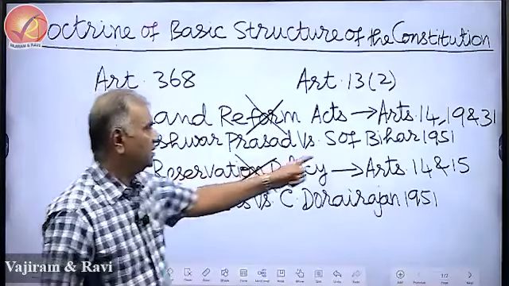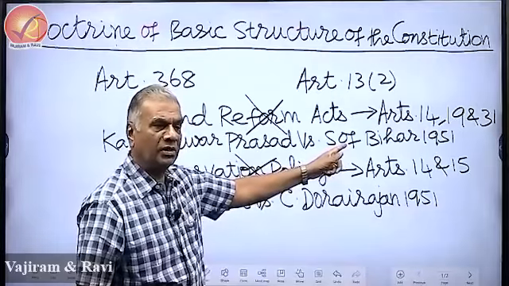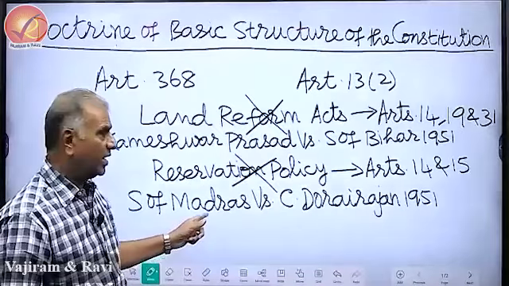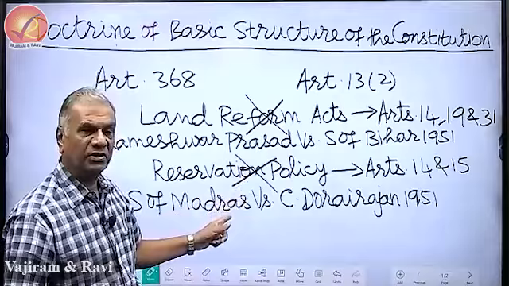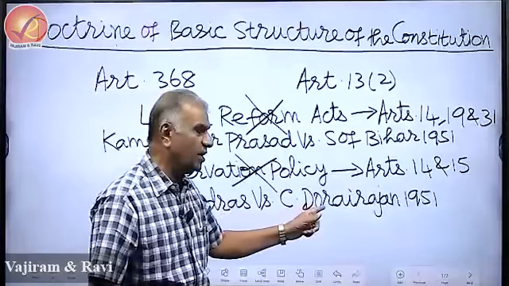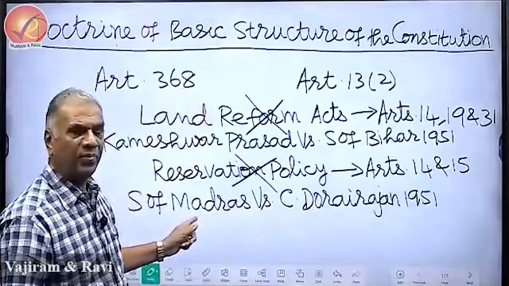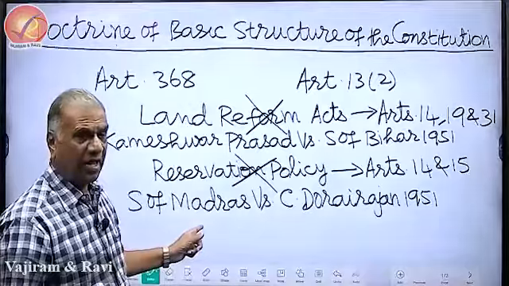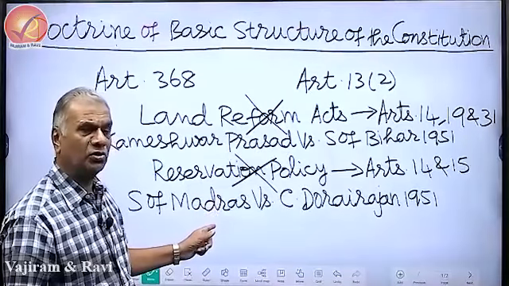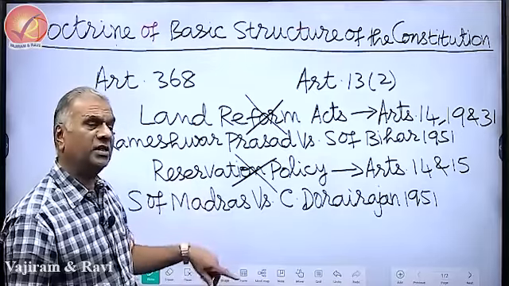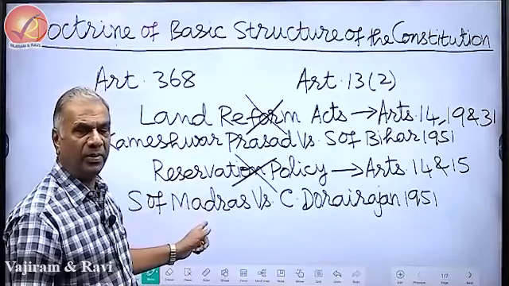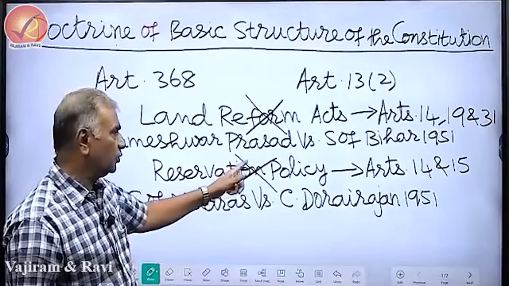So in this case, the state of Bihar was the respondent. In this case, the state of Madras was the petitioner. Why? Because this reservation policy was first challenged before the High Court of Madras. And in that, Dorai Rajan was the petitioner, state of Madras was the respondent. And the High Court of Madras held the reservation policy as unconstitutional and void. So against the High Court's decision, the state of Madras went to the Supreme Court, therefore it became the petitioner. So you should note the difference.